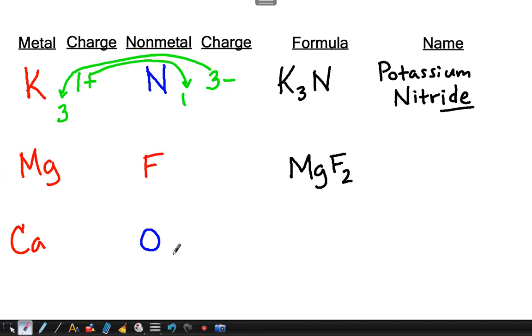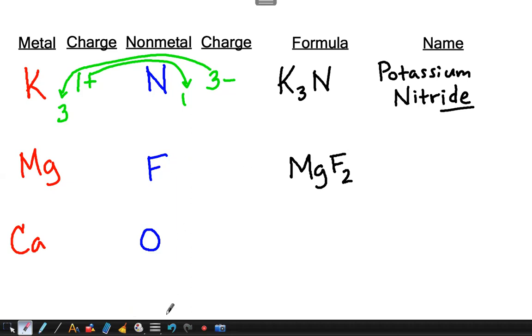Once again, I'm going to keep it color coded. I'll go ahead and rewrite that. Now, if I look these up on the periodic table, I can absolutely do that. Mg is magnesium. It's number 12 on my periodic table. F is fluorine, number 9. And then I can look at those charges.